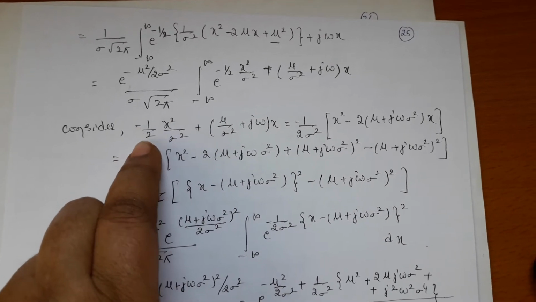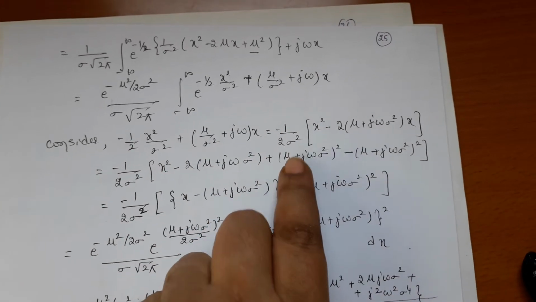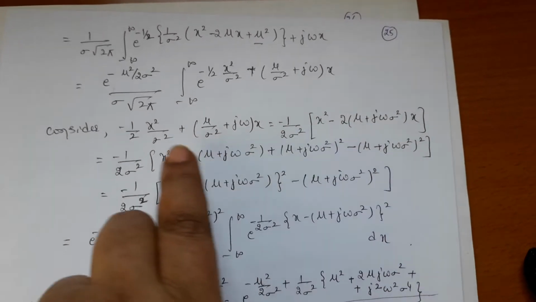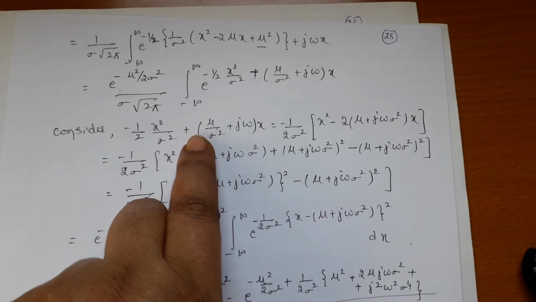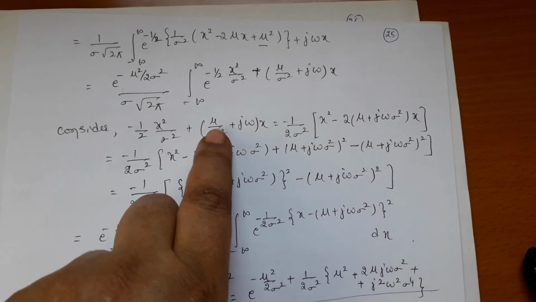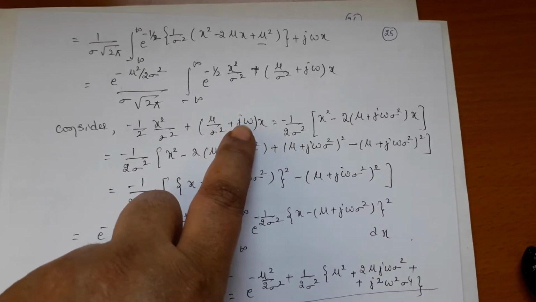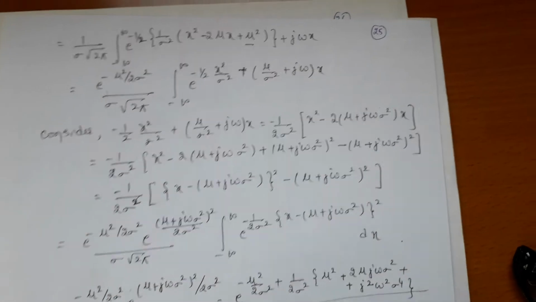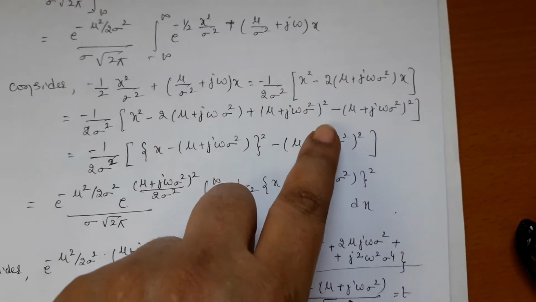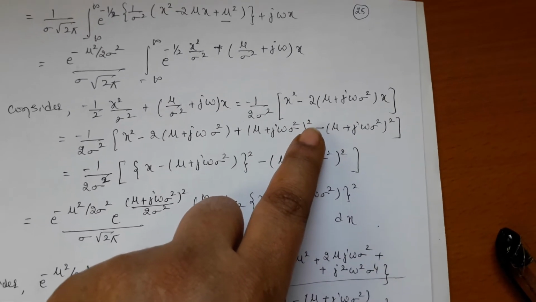Therefore, I'll take minus 1 by 2 sigma square outside. What's the remaining? x square minus 2, then I have to take sigma square inside: mu plus j omega sigma square into x. One is plus, another one is minus. Therefore, I go for a minus b whole square.